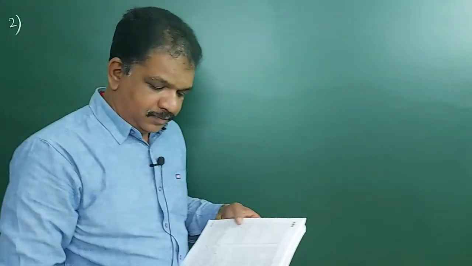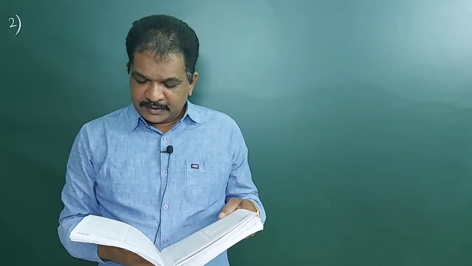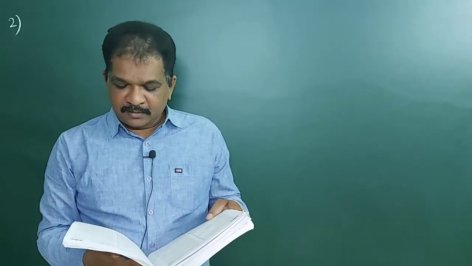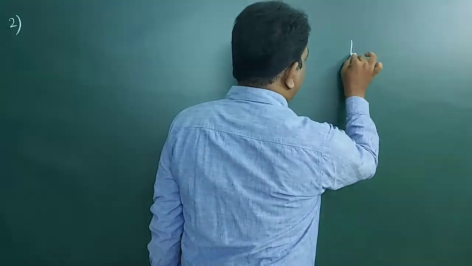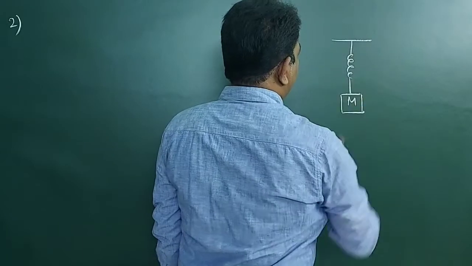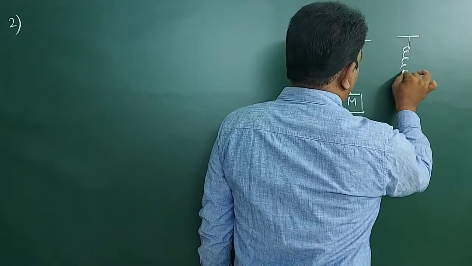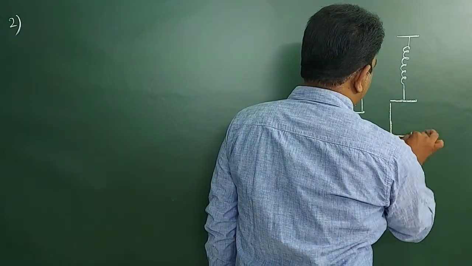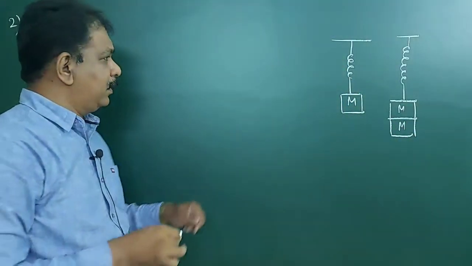What they are asking. See. Time period of oscillation of mass m suspended from a spring of negligible mass is T. Along with the mass, another mass is suspended. What is the period of oscillation? So here there is a spring. For that a mass m is added. Its time period will be T. If another mass is added to the same spring, already m is there, we attach one more m. What will be the time period?